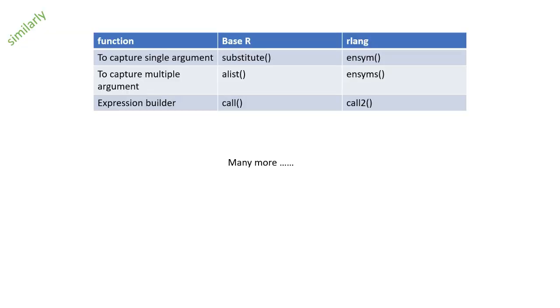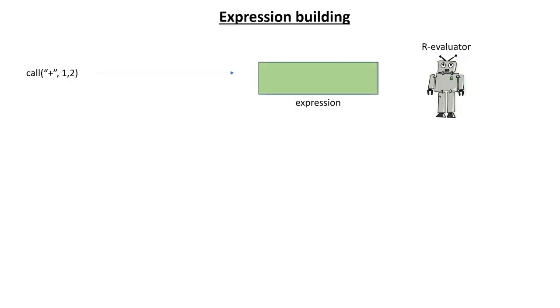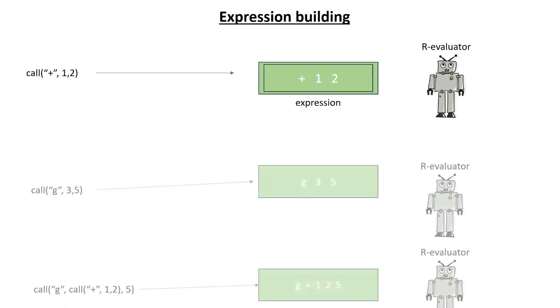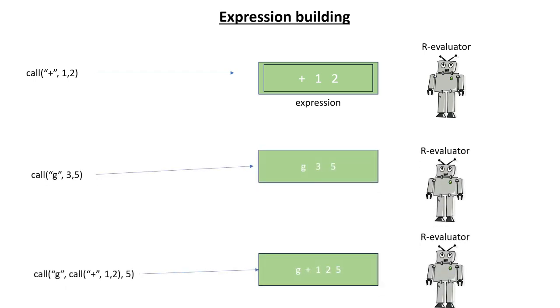Similarly, base R provides some functions, and rlang also provides some functions, to do metaprogramming. So let's see this function here, call. Call is an expression builder function. You can build expressions manually. So if you write like this, what does it do? It creates an expression like this. For the evaluator, the first thing is a function, and the rest of the things are arguments. Okay. So if you see this example, it will create an expression like this.